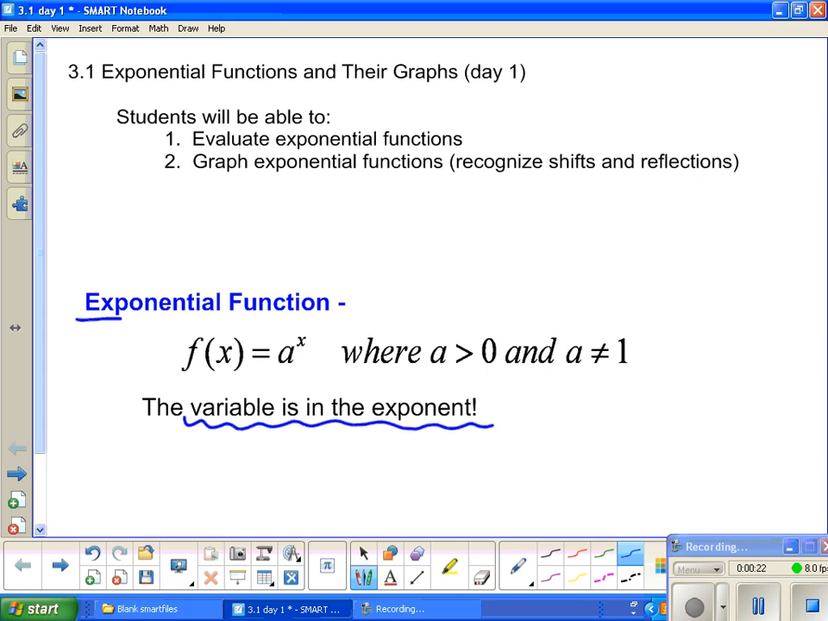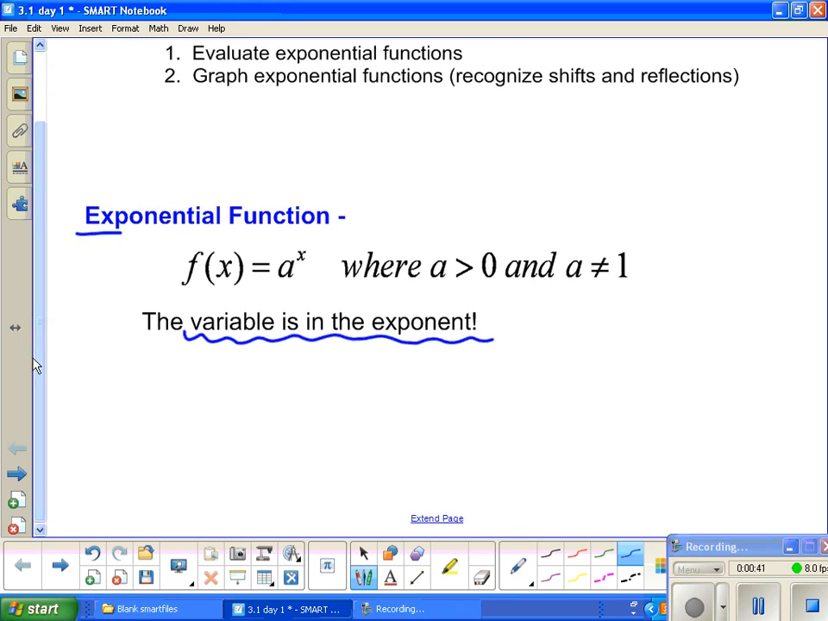A is greater than 0. It cannot be negative. If it's negative, then it will not graph as a function. A also cannot equal 1. If a is equal to 1, then the function is always equal to 1. Let's look at evaluating some values.